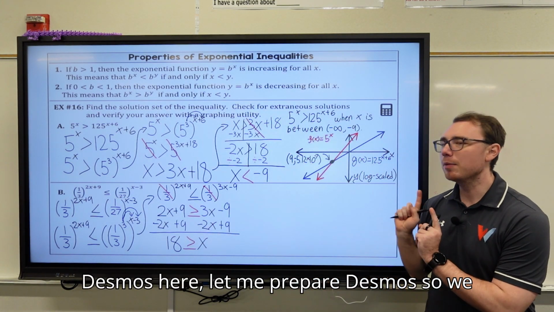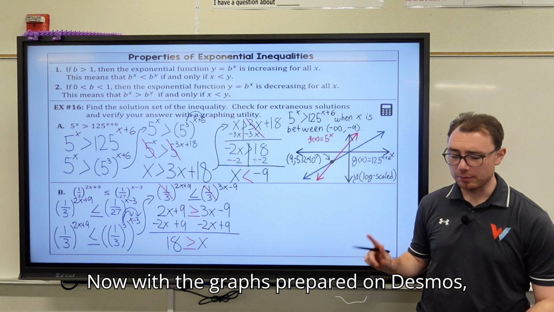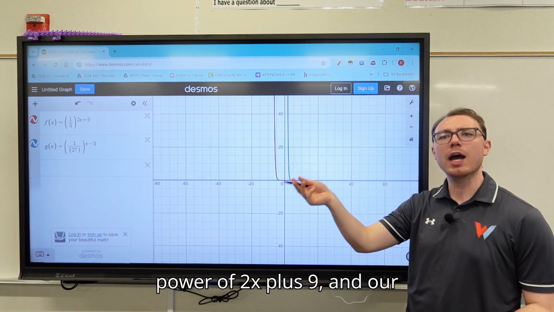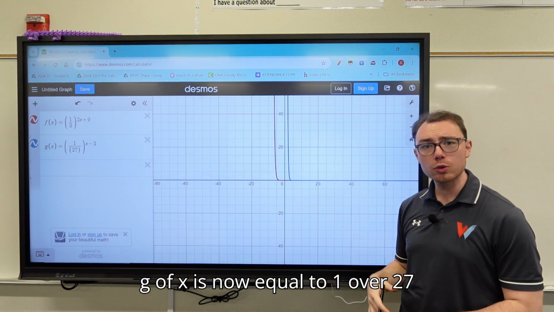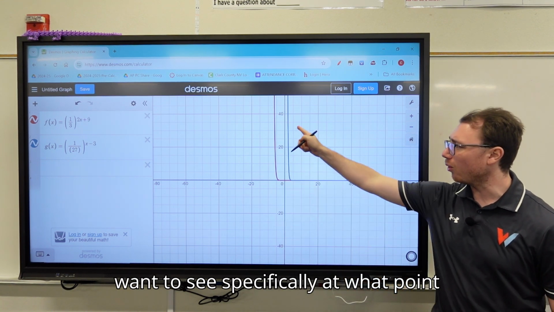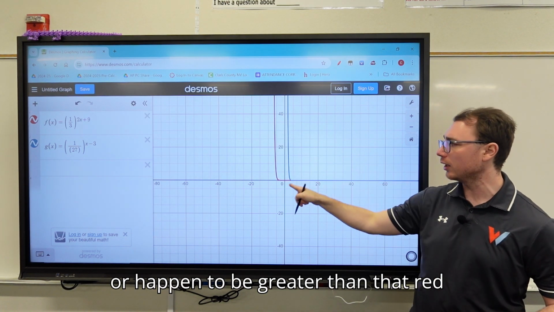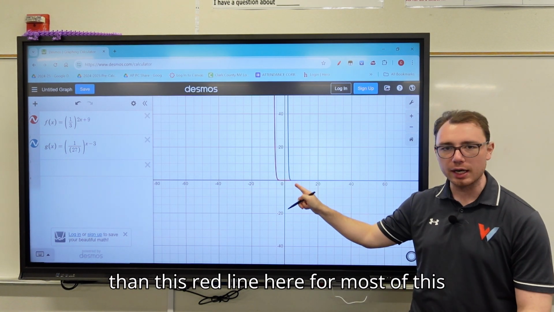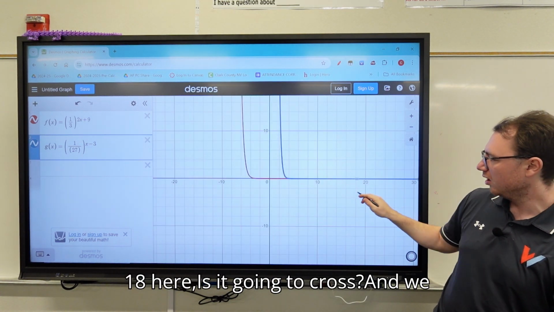In Desmos here, let me prepare Desmos so we have these two graphs. Now with the graphs prepared on Desmos, we can see that f of x is still equal to 1/3 raised to the power of 2x plus 9, and our g of x is now equal to 1/27 raised to the power of x minus 3. And we want to see specifically at what point this blue line happens to be greater than that red line there. Now in general, we can clearly see that this blue line is larger than this red line for most of this graph. But somewhere at 18 here, is it going to cross?